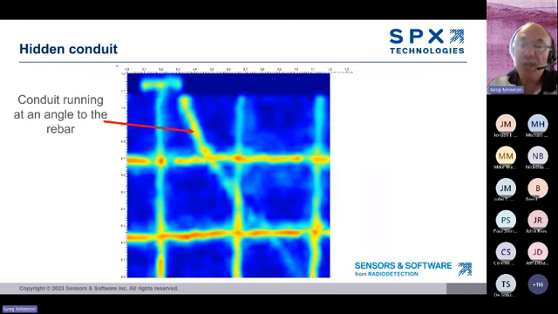So here's a good example of a GPR depth slice showing a conduit to avoid. You can see the pattern of the rebar in the square pattern, but then you have an object that's going through the area at an angle, more than likely a conduit and more than likely something you want to avoid.